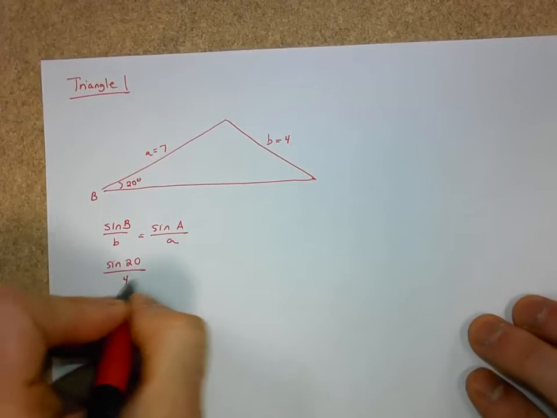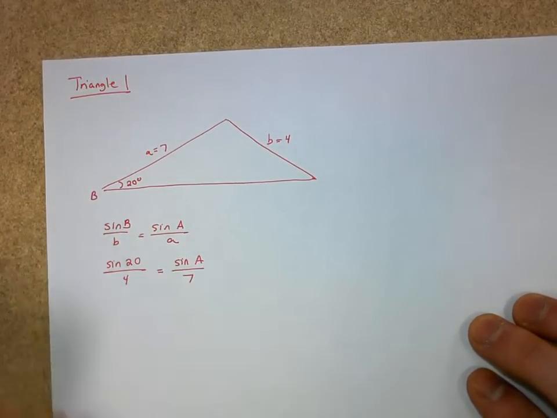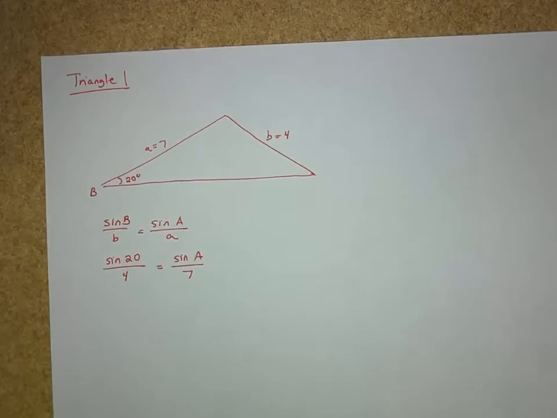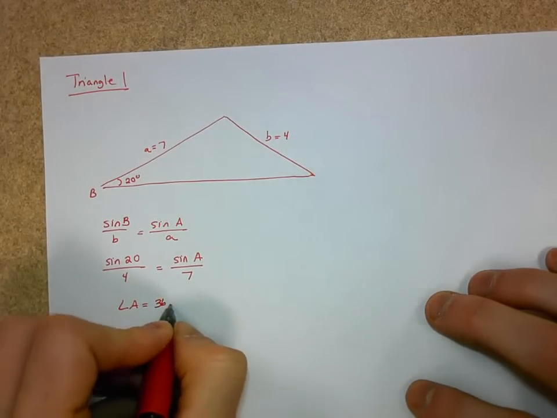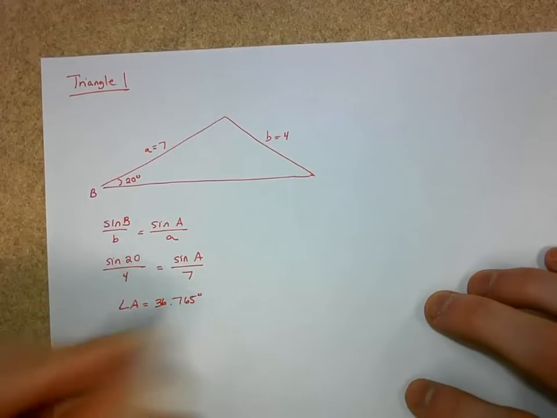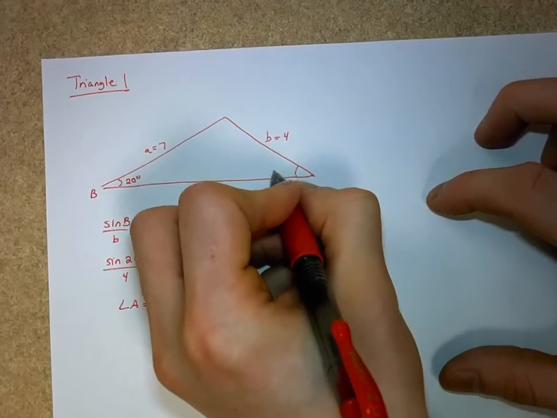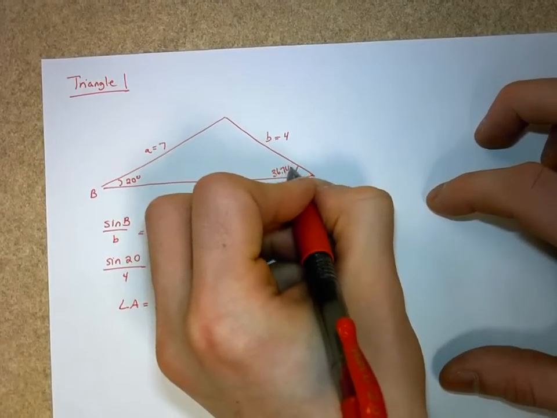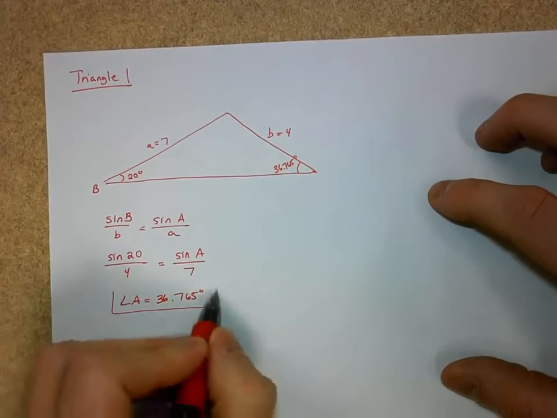Sine of 20 over 4 is equal to the sine of A over 7. Cross multiply, solve, and then we'll take sine inverse. And we get that angle A is 36.765 degrees. So this right here is 36.765 degrees.